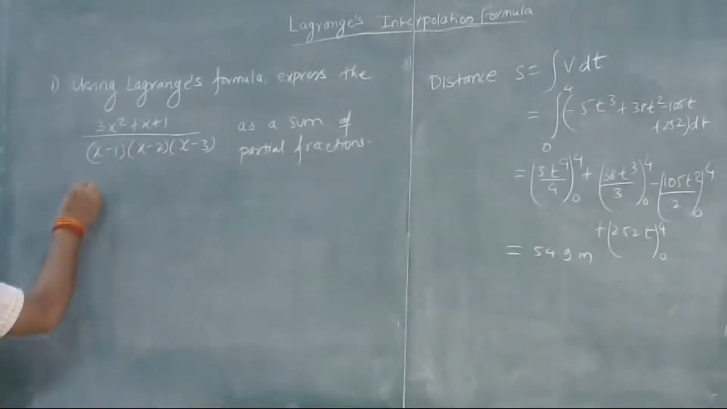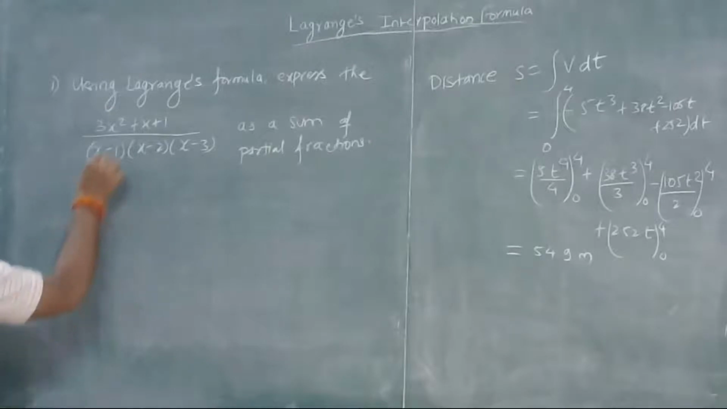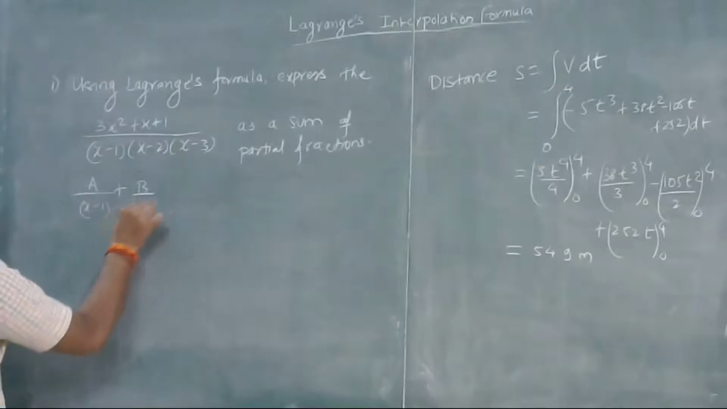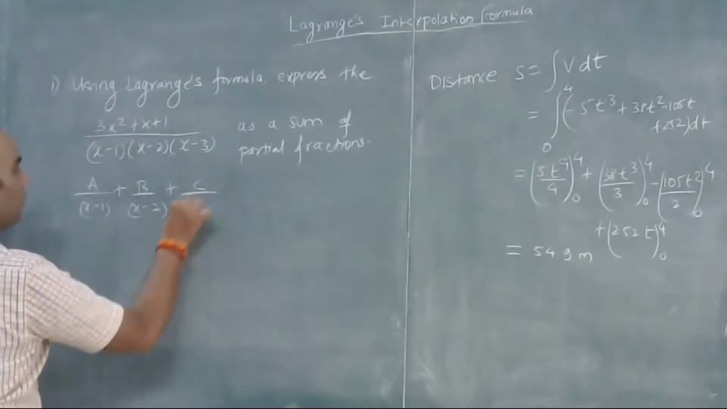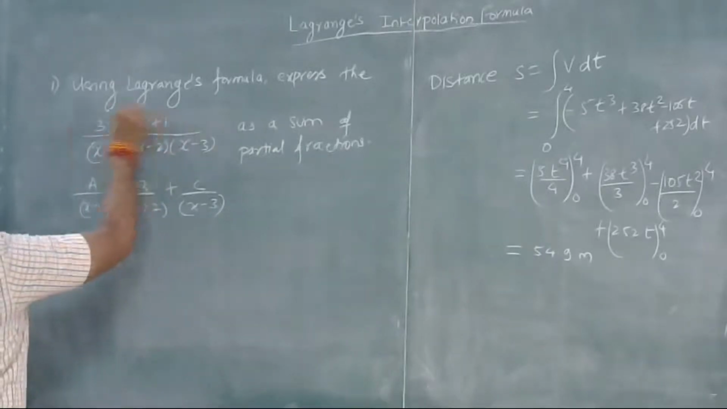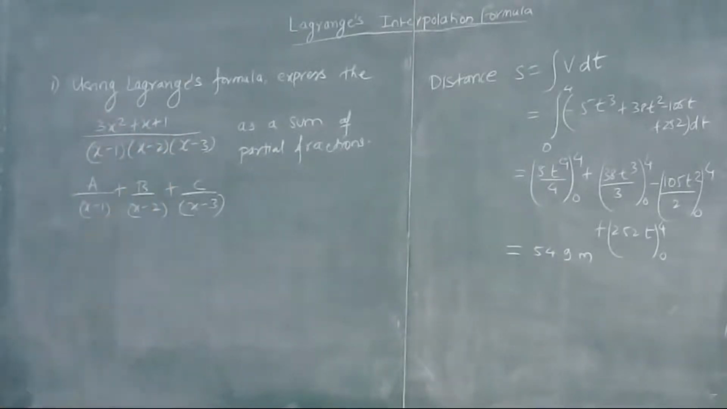So you have to get, in this formula, a upon x minus 1 plus b upon x minus 2 plus c upon x minus 3. So you have to find the values of a, b, and c. By using this formula, you can find the sum of partial fractions. So what we have to do is find this in terms of a, b, and c.